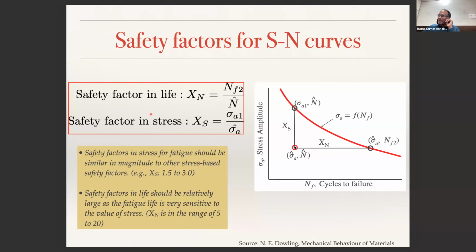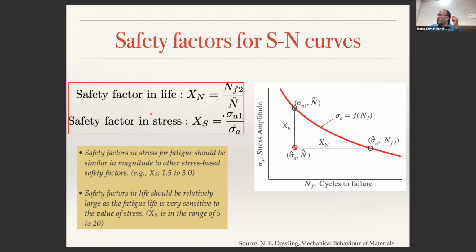Now, to define factor of safety, there are two factors of safety. One is called factor of safety in life, that is Xn. Another is called factor of safety in stress, that is Xs. How do I define factor of safety in life? If I operate at sigma a hat, the design number of cycles is n hat, but in reality, the component could be used up to nf2, because at that stress amplitude my actual failure happens here. So factor of safety in life will be nf2 by n hat.